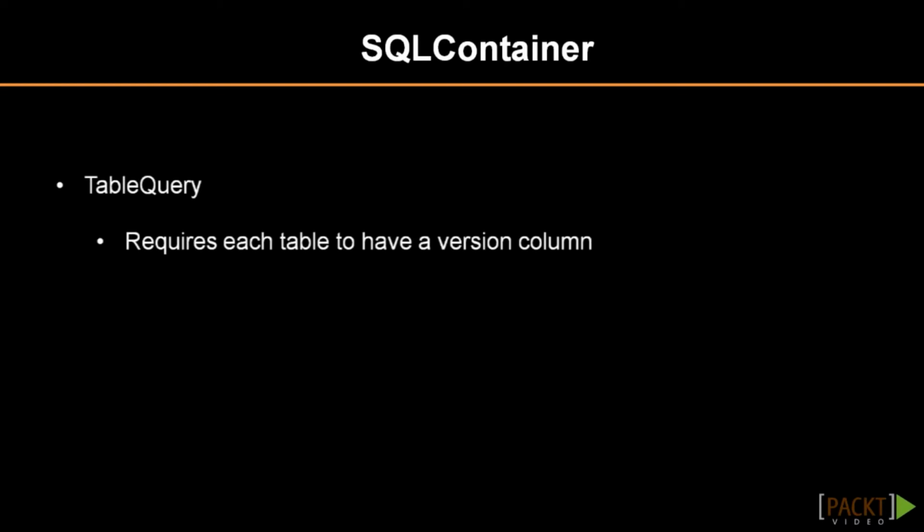The table mode has an implicit requirement. Each table in the database needs to have a version column. We need to be able to detect changes to the data done by another user from another session.